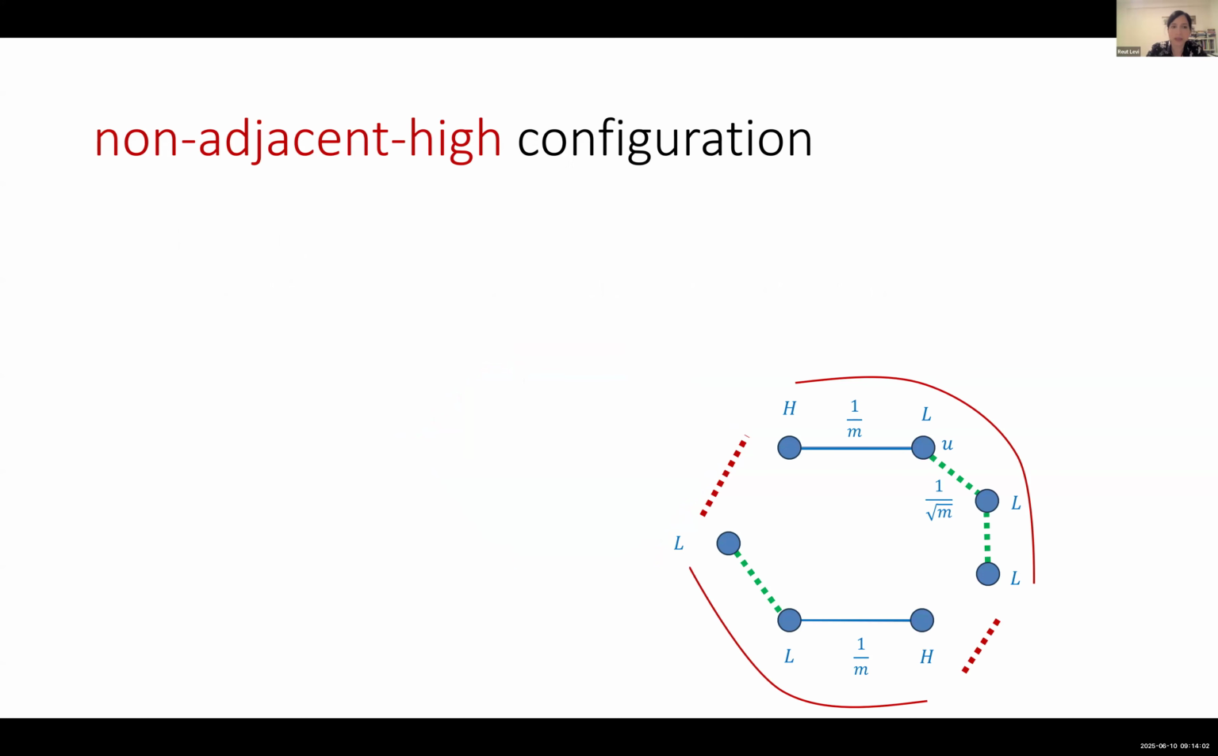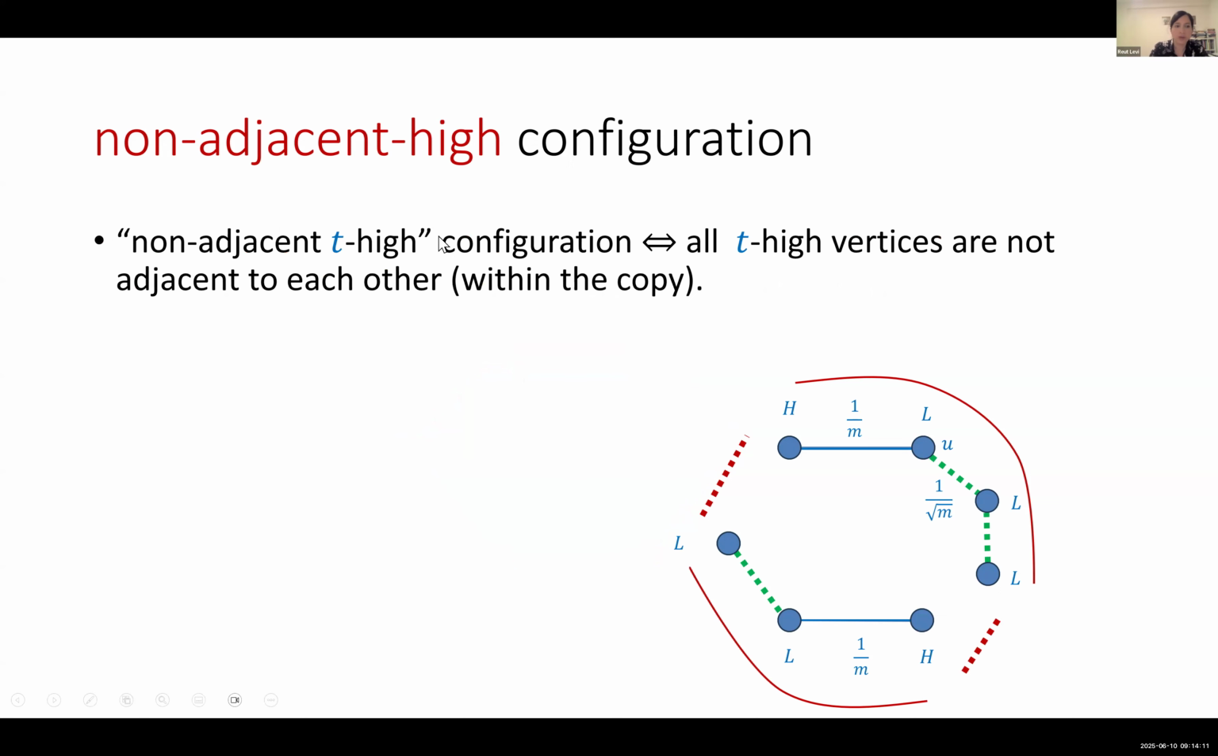Now we are going to consider a different configuration, which we refer to as non-adjacent high configuration. We call a configuration non-adjacent T-high if all the T-high vertices in the copy are not adjacent to each other within the copy. For example, here we have a copy of a cycle, and as you can see, all the vertices that we classify as high are not adjacent to each other, and therefore this configuration is non-adjacent high.